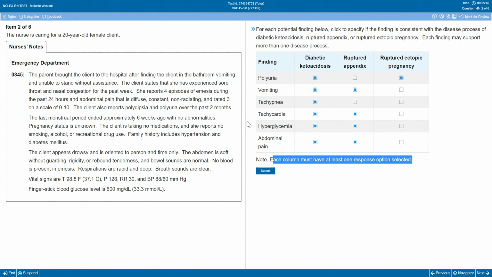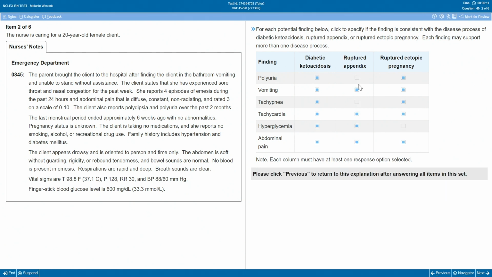Go ahead and click it. Vomiting, absolutely for pregnant women. Tachypnea, tachycardia. If they've ruptured, they are going to be bleeding out. So absolutely these signs of blood loss. Tachypnea, tachycardia. Hyperglycemia is probably not related to this one. And then abdominal pain for sure. They are in active labor. So we'll go ahead and hit submit here.